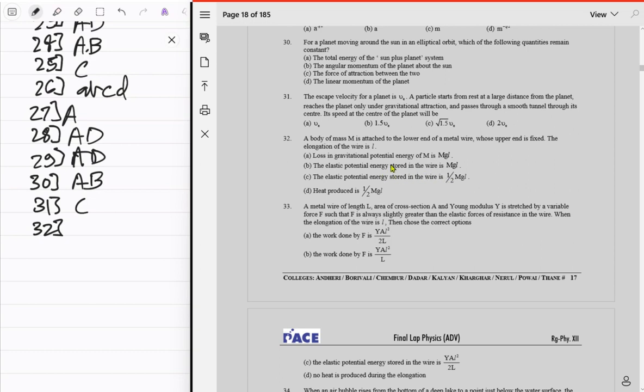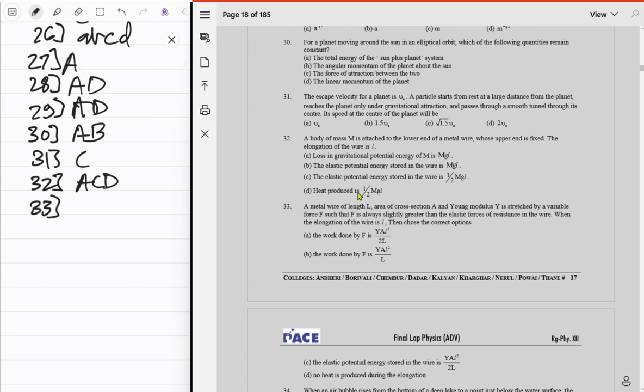Yes. So A is correct, C is correct. Heat produced is half mgl. Well, yeah. Initially क्या था? Initially मतलब energy mgl थी. अब तो इसमें half mgl है. So yes, D is correct. So C is correct, D is correct, A is correct.